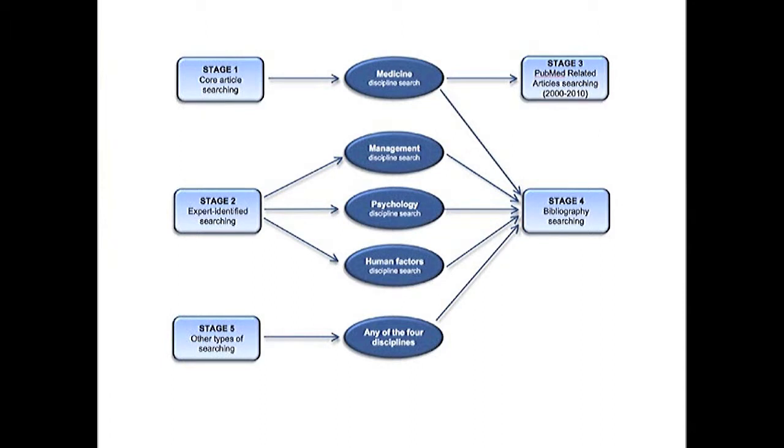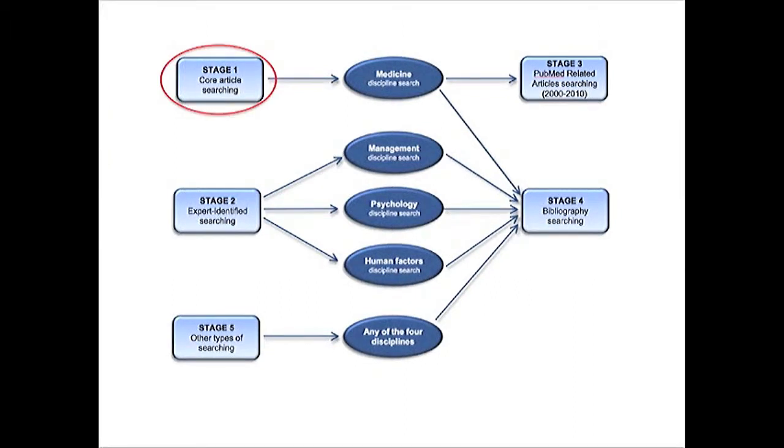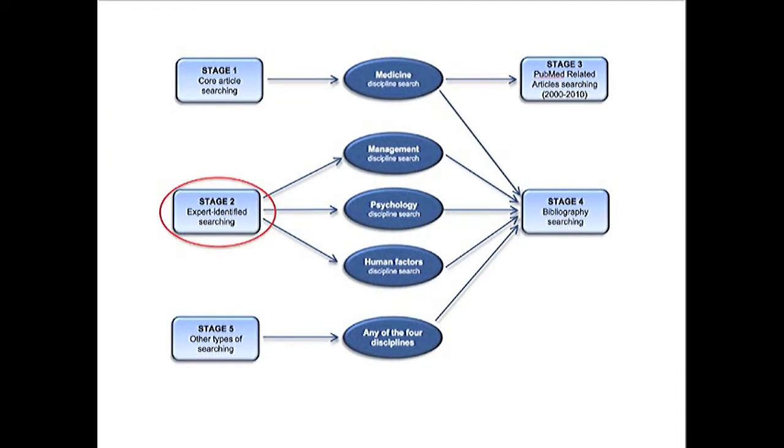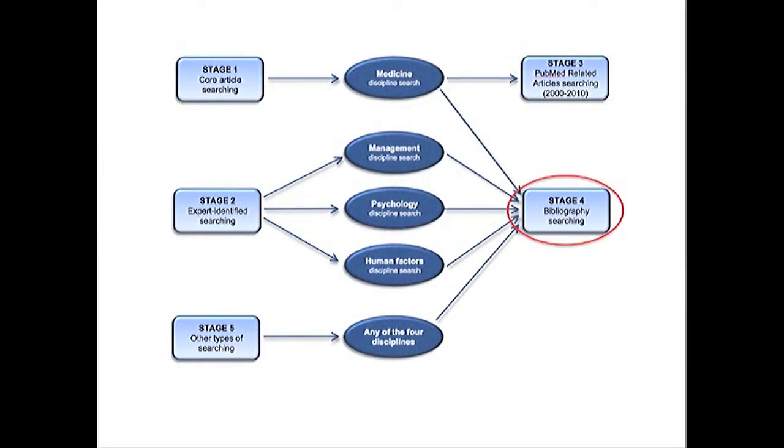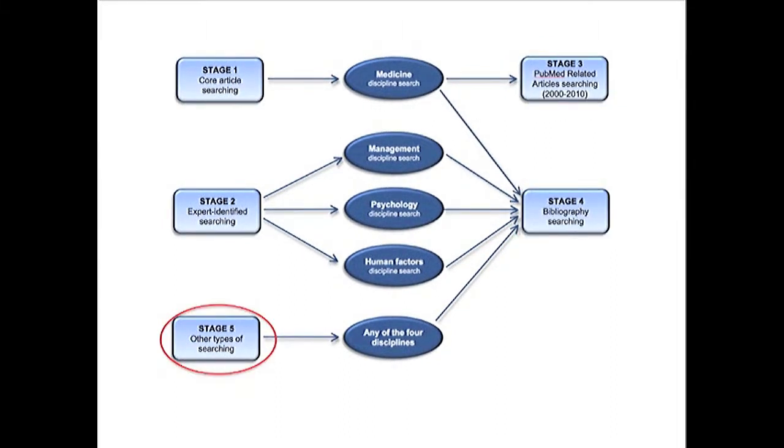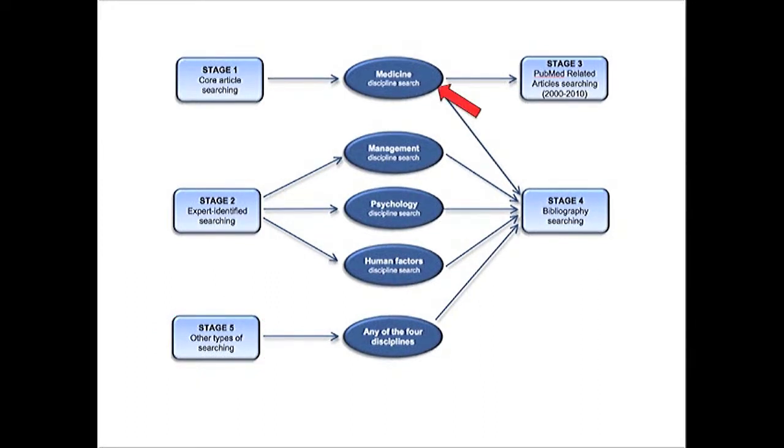Our realist review was extensive, as it involved searching the literature across 5 stages. The search began with a set of core articles, followed by expert-identified, PubMed-related articles, and bibliography searching, in addition to articles identified by chance. We did this across multiple disciplines, such as medicine, management, psychology, and human factors engineering. Our search identified over 2,500 articles.